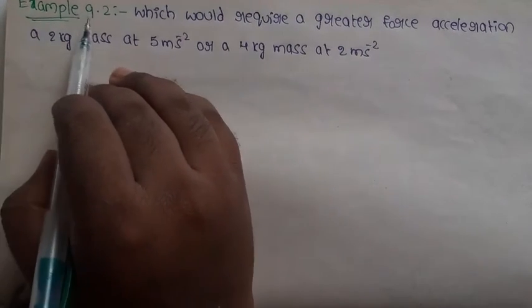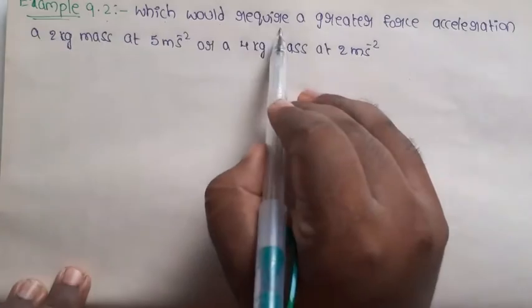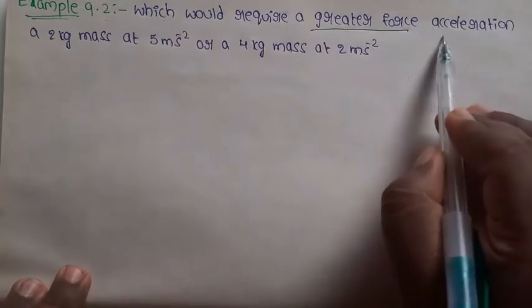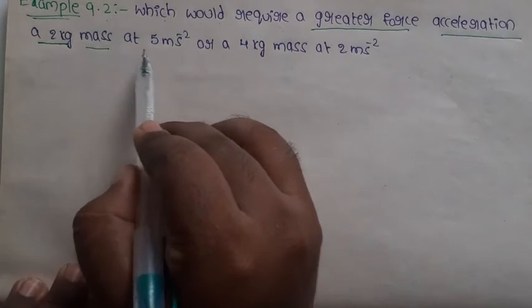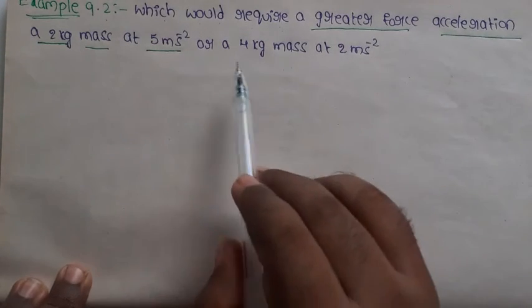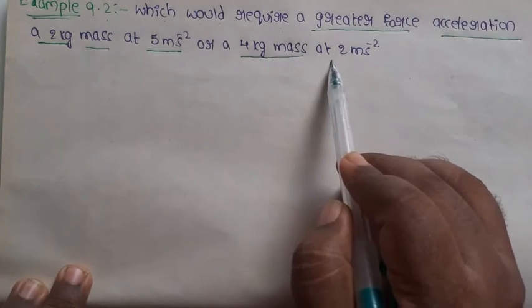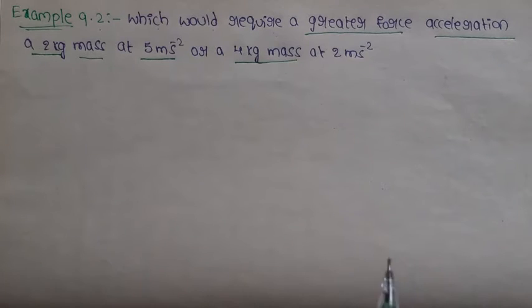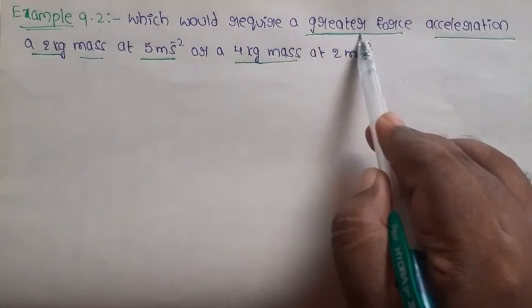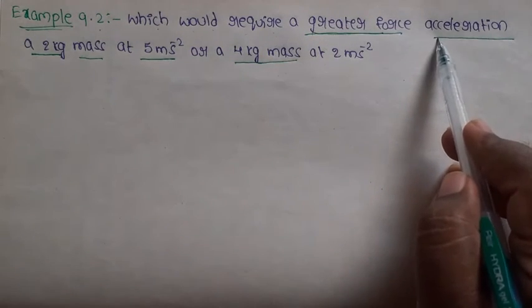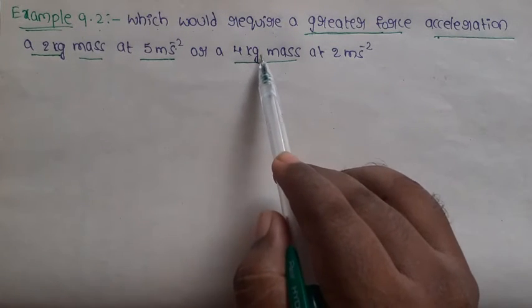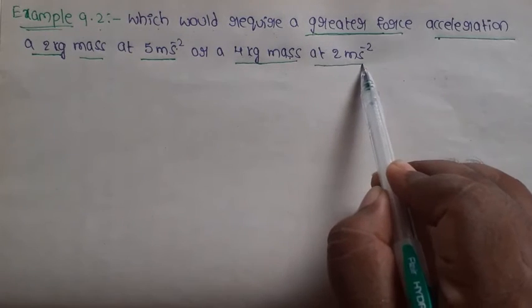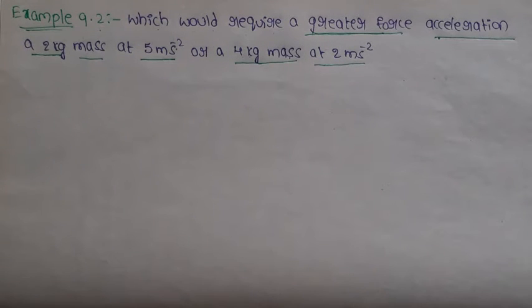Next, example 9.2: which would require a greater force of acceleration, a 2 kg mass at 5 meter per second square or a 4 kg mass at 2 meter per second square? Here we are going to find the greater force. First, the acceleration value is 5 meter per second square for a mass of 2 kg. Next, for the 4 kg mass, its acceleration is 2 meter per second square. Find the greater force acting on the body.